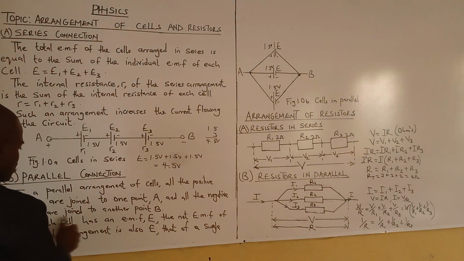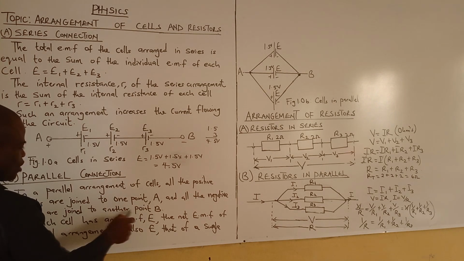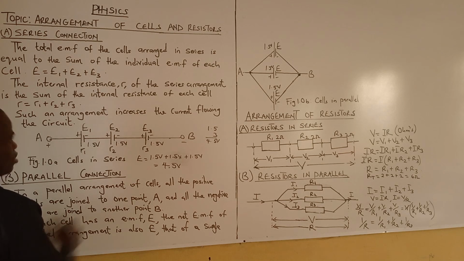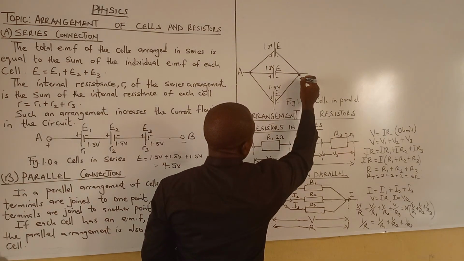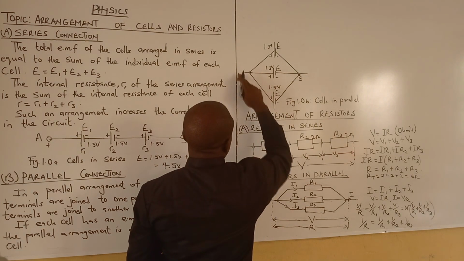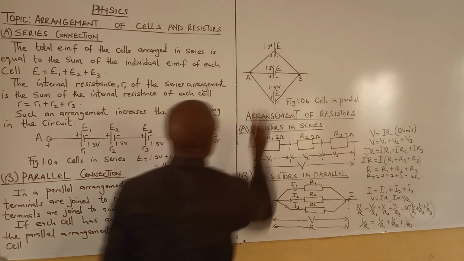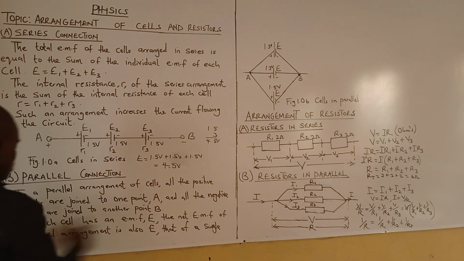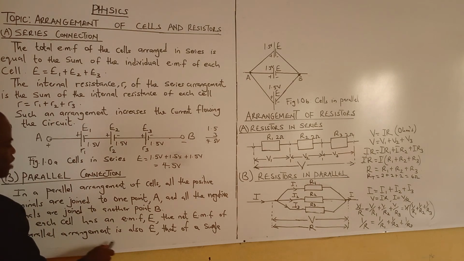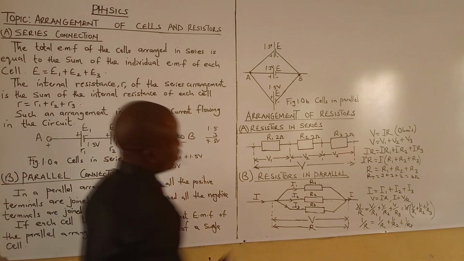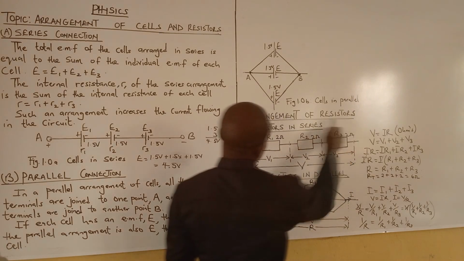All the negative terminals are joined to another point B. You can see there, joined to another point B, and the positives are joined to point A. If each cell has an EMF E, the net EMF of the parallel arrangement is also E, that of a single cell. Arrangement of resistors.